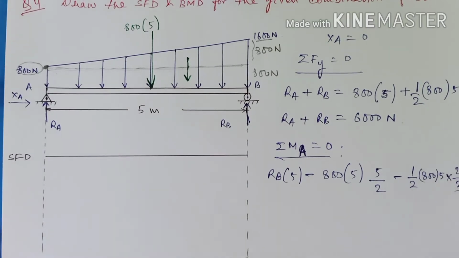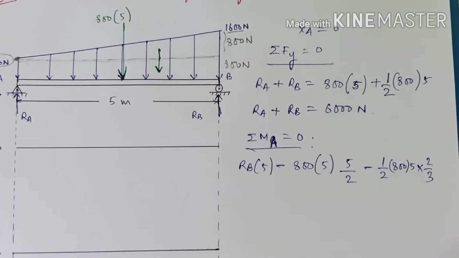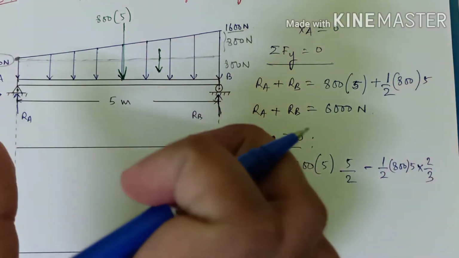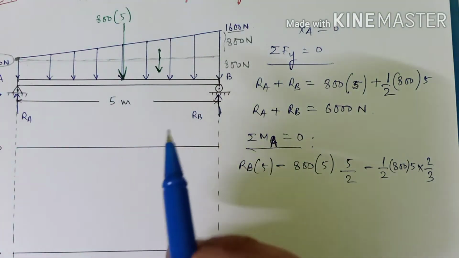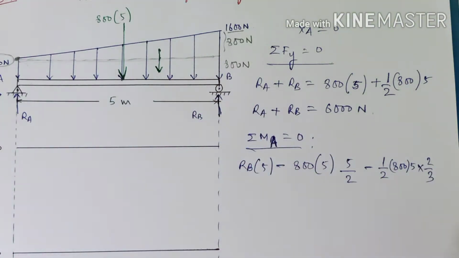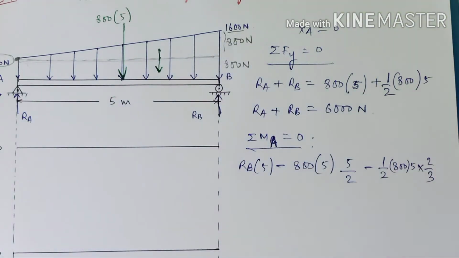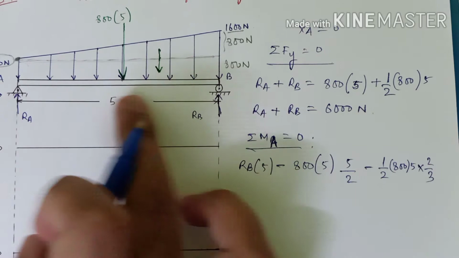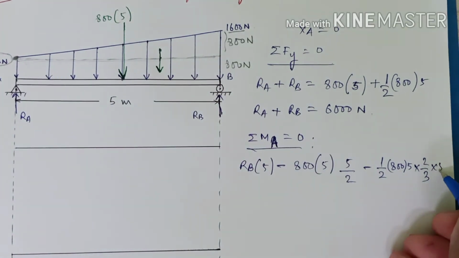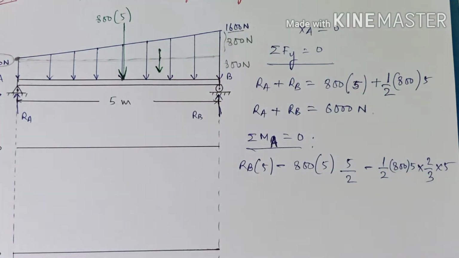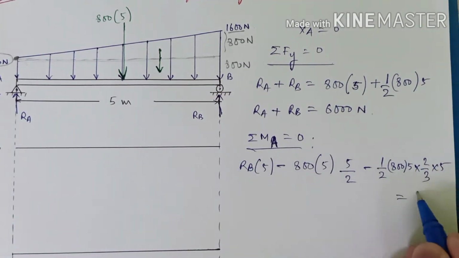So 2/3, and what else do we have? This whole span is 5, right? This is a kind of uniformly varying load, not a UDL basically, but uniformly varying. So to find the total loading which is acting, we will multiply this with the whole span, that is 5. So this will be equal to 0.